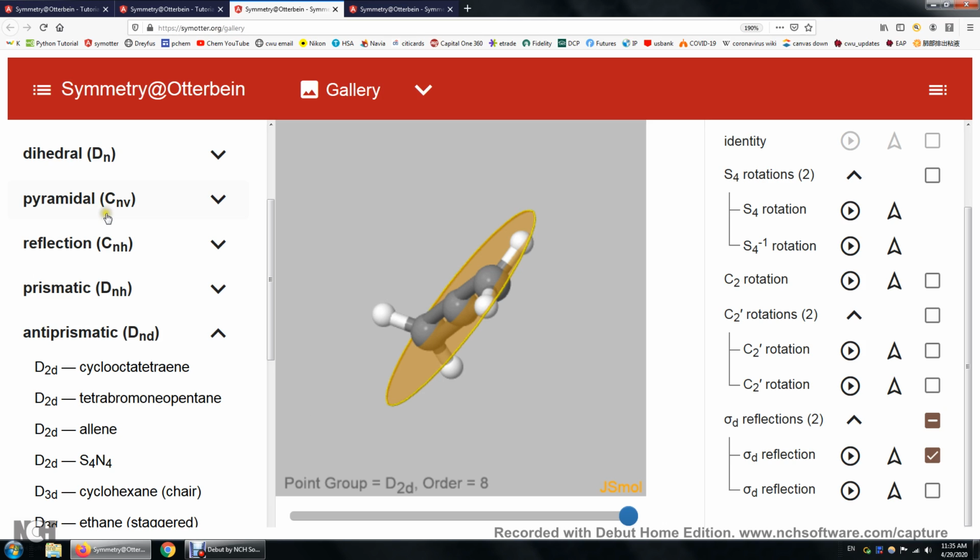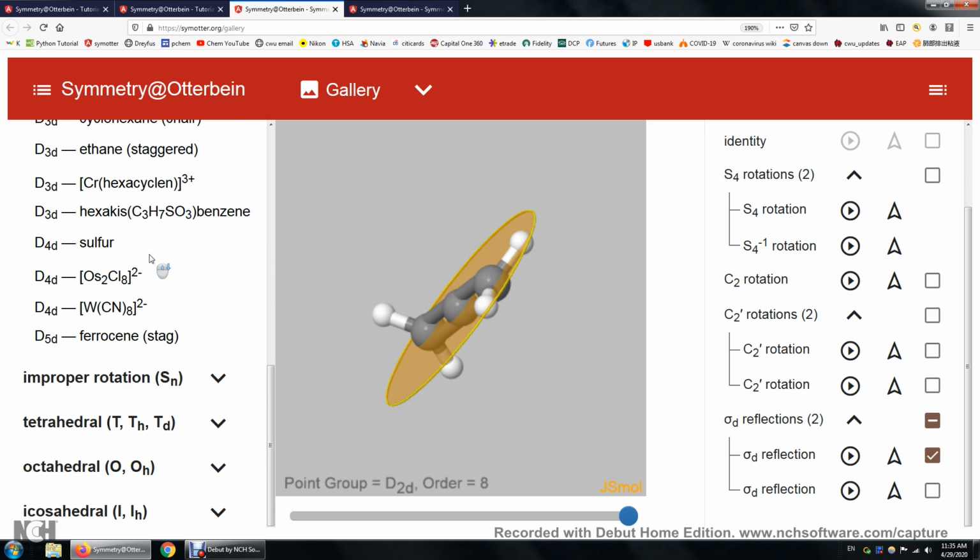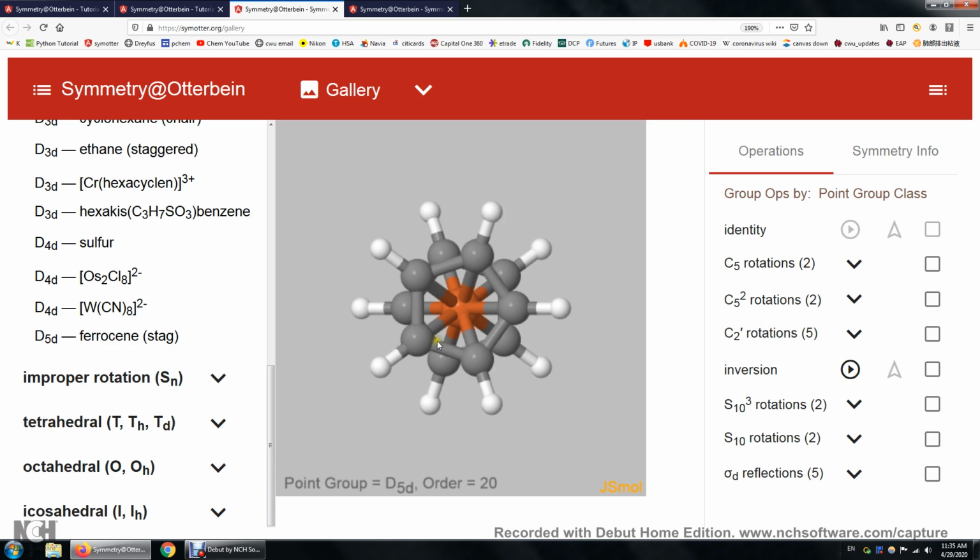So this is the gallery, and you can see there are many of those molecules. You can take a look. This is D5D. Maybe we can take a look at D5D. Again, there's a C5 principal axis. That's what this 5 means. And once you see this uppercase D, the first letter, that means there are 5 C2 rotational axes, and all of them are perpendicular to the principal axis.